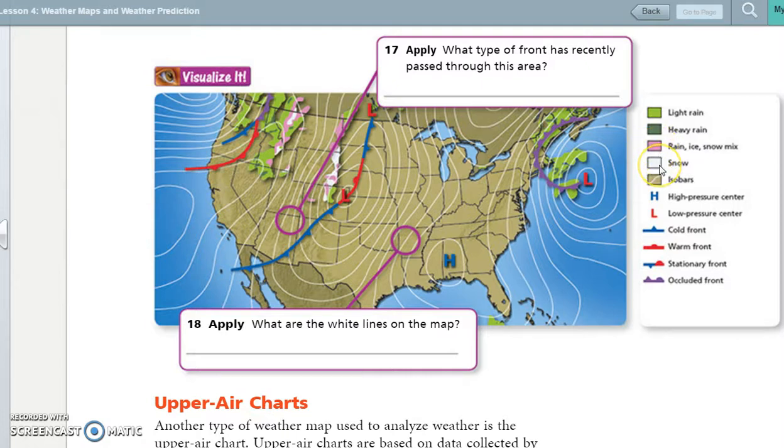white is snow. The white lines are isobars, and remember that an isobar connects areas that have the same air pressure. H's indicate a high pressure center, L's indicate a low pressure center, cold fronts, warm fronts, stationary fronts, and occluded fronts. Okay.